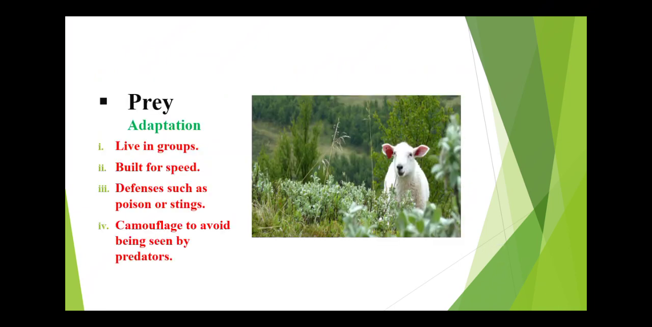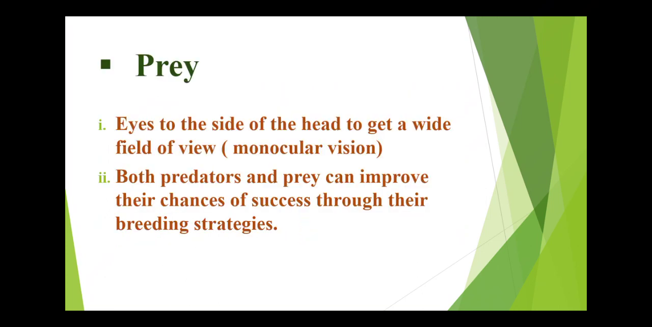What is prey and what are the adaptations of prey? Number 1 is living in groups. Number 2, built for speed. Number 3, defenses such as poison or stings. These defenses help them to protect themselves from their predators. Camouflage to avoid being seen by predators. Eyes to the side of the head to get a wide field of view.